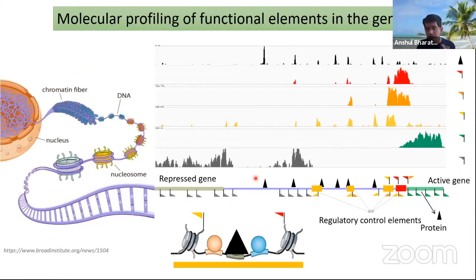So if I have all of these different paintings of the genome in different cell types and tissues, I need to map these.